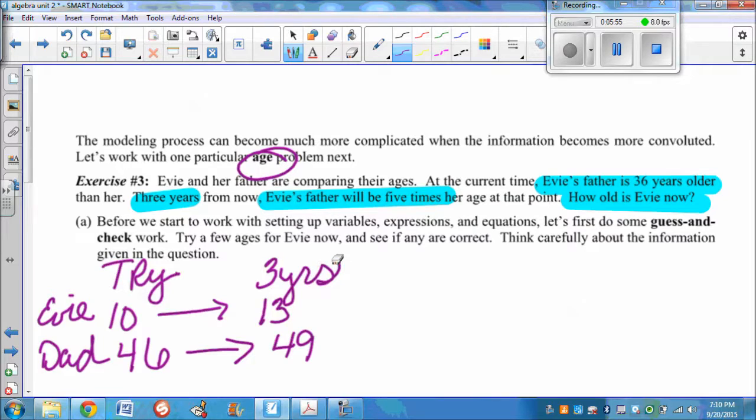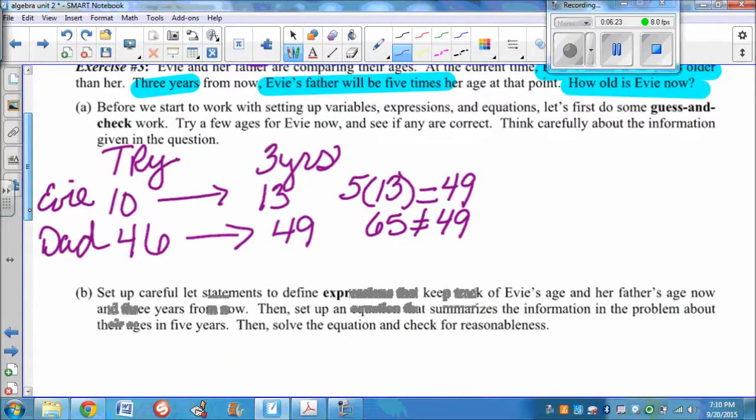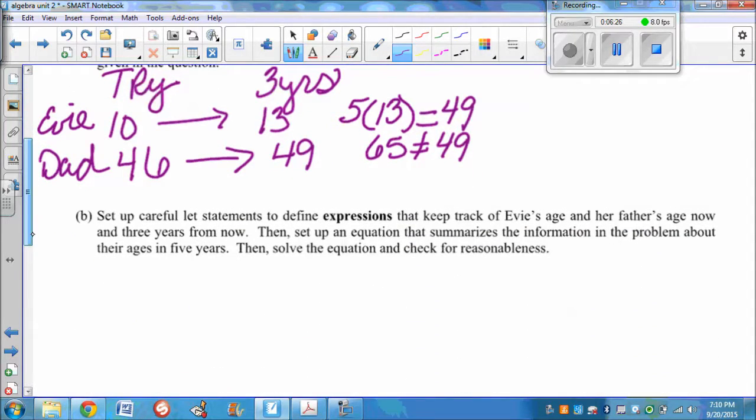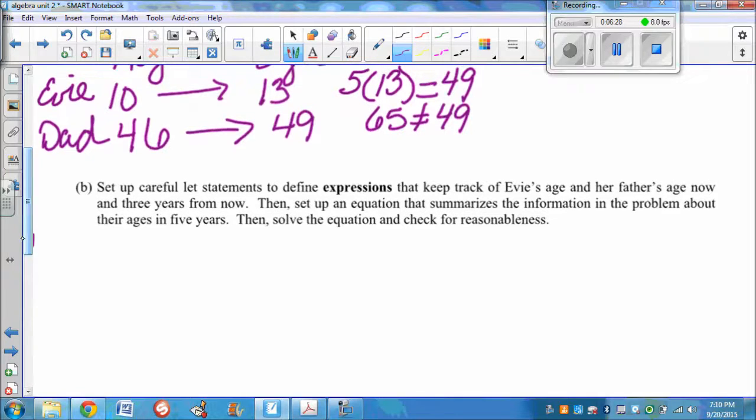So now it says, go back, it says in 3 years, Evie's father will be 5 times her age. So if we took 5 times 13, does that equal 49? 5 times 13 is 65. So that's not her age. Okay? So obviously you could play around and do some more guess and check. So let's take a look here.